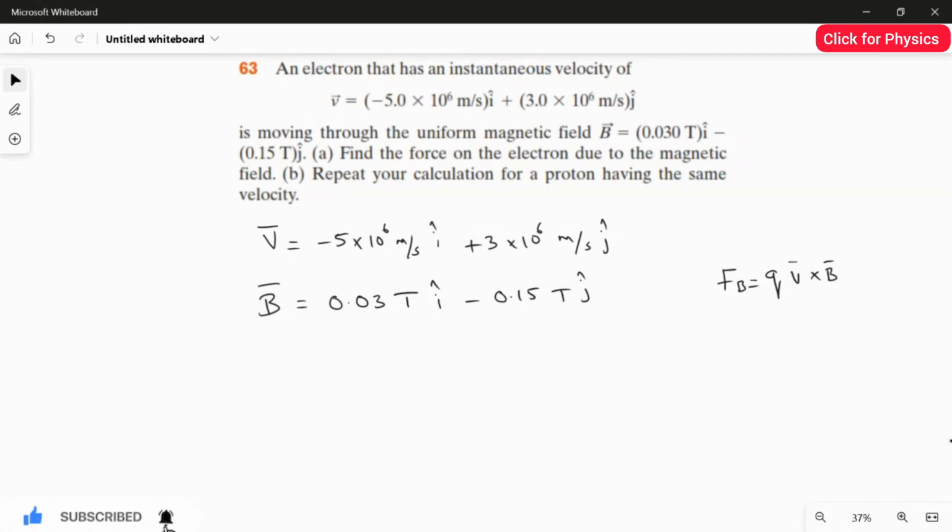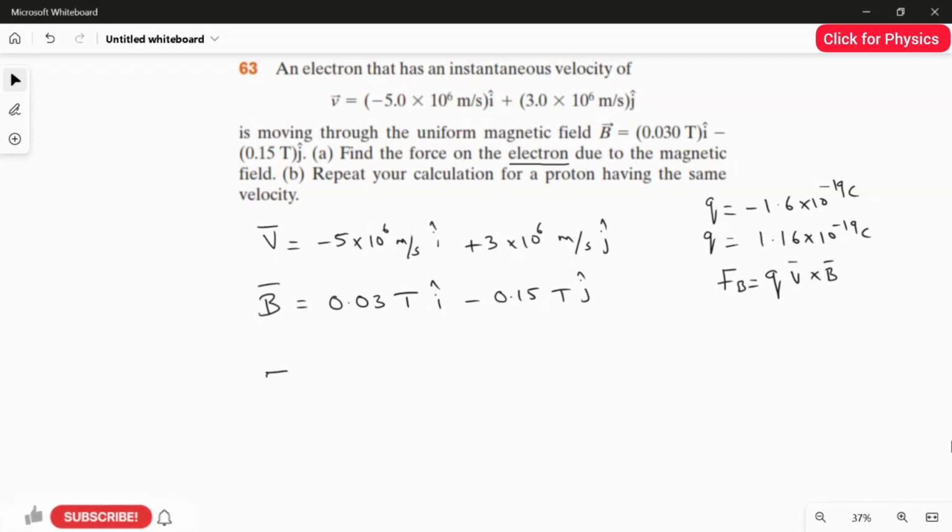So in the first part of the question, we are going to find the magnetic force for the electron, and we are going to repeat the same method for the proton. The only thing is, in the first part of the question, we have to take the charge value as negative 1.6 × 10^-19 coulomb, and in the second part of the question we are going to use the positive value of 1.6 × 10^-19 coulomb. Clear? Okay, now we are going to apply this rule.